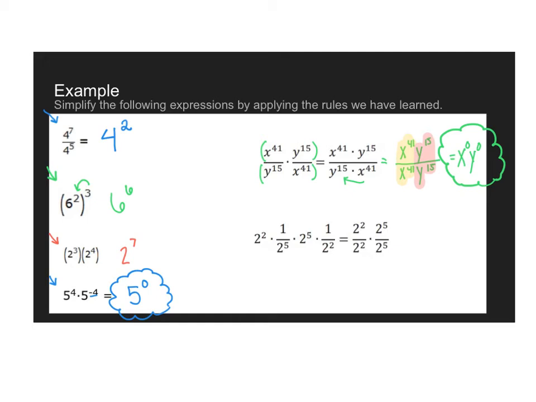Looking at this next one, you'll see that pretty much the same thing is going to happen. We have 2 times 1 over 2 to the 5th times 2 to the 5th times 1 over 2 to the 2nd, all right? So essentially I'm just going to multiply these out and simplify it. So 2 to the 2nd times 1 is just 2 to the 2nd.